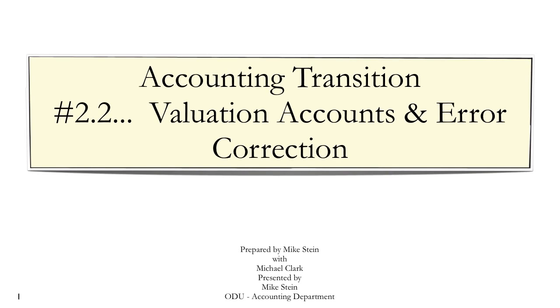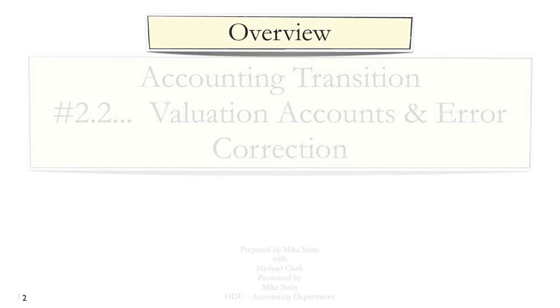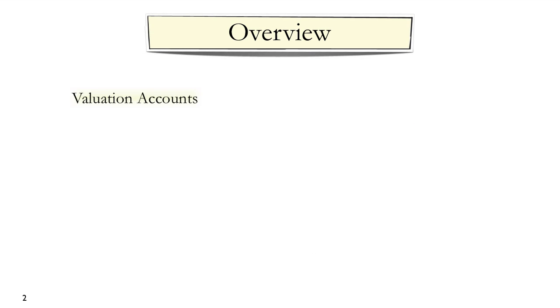In this video, we look at valuation accounts and error correction. Valuation accounts are accounts that are used to reduce the book value of an asset or liability to something reflecting its true value. Error corrections are journal entries that are made in order to correct errors discovered in the accounting record.